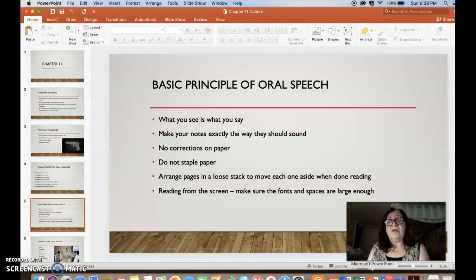To see the next one. And needless to say, reading from the screen, make it visible, make it clear. The fonts and spacing need to be comfortable to your eye. Use appropriate fonts, the styles, Arial or others. I prefer Times New Roman.